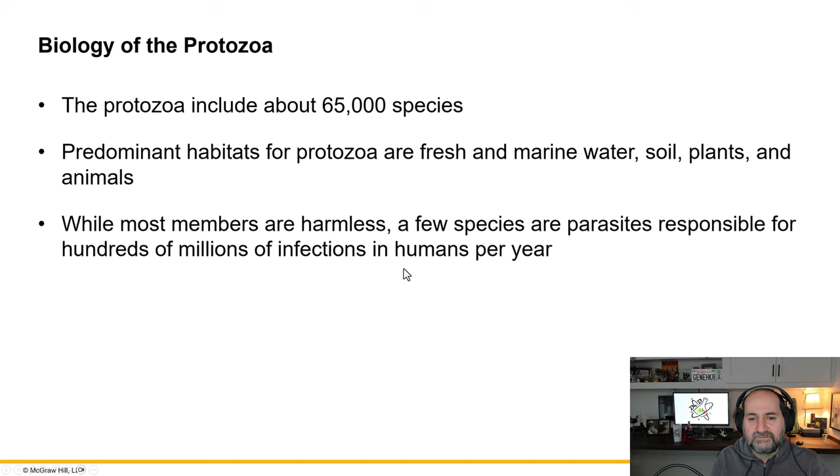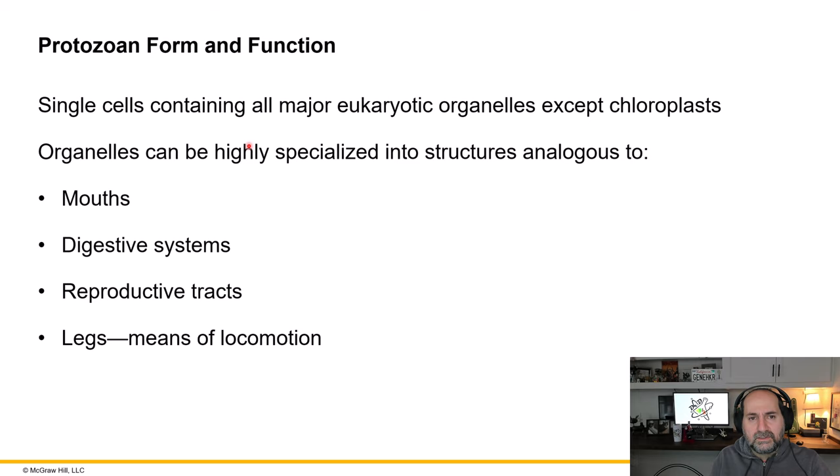Protozoa are single cell organisms. They are not photosynthetic. They can have structures that are analogous to mouths, digestive systems, reproductive tracts, and even legs. However, remember, as advanced as they are, they're still a single cell organism.